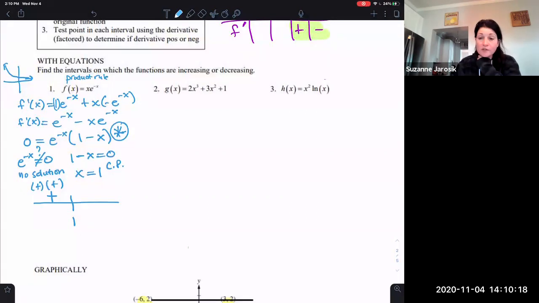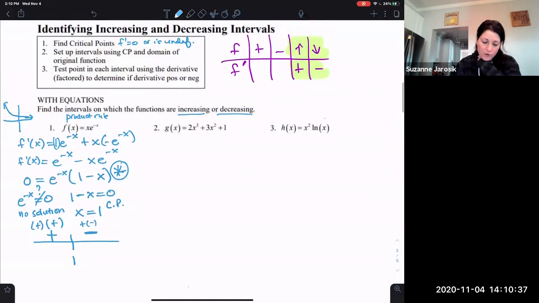1 minus 2 is negative, 1 minus 100 is negative. E to anything at this point is positive, so we have a positive times a negative, which gives us negative overall. So if we're finding intervals of increase and decrease, we are ready to write our answers.